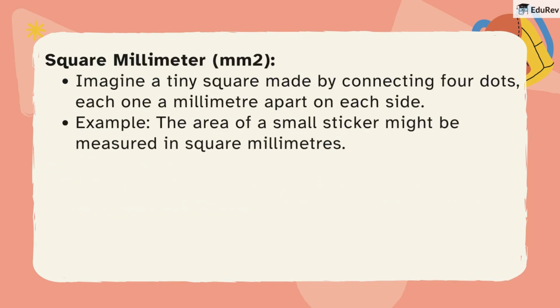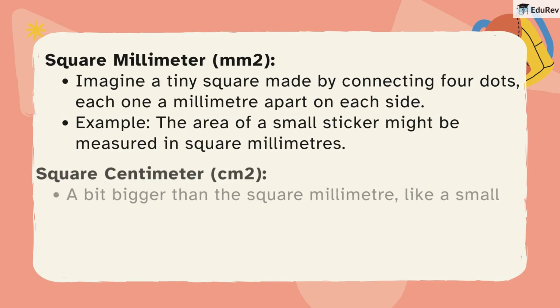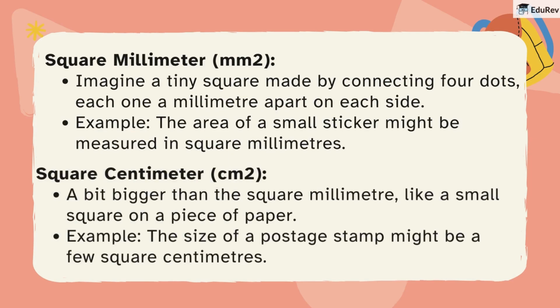For areas, we use square units. Square millimeter. Imagine a tiny square made by connecting 4 dots, each one a millimeter apart on each side. For example, the area of a small sticker might be measured in square millimeters. Square centimeter. A bit bigger than the square millimeter, like a small square on a piece of paper. For example, the size of a postage stamp might be a few square centimeters.